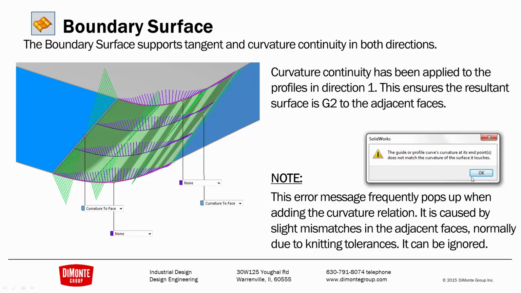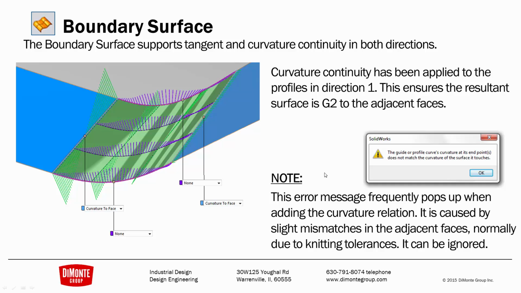When adding these constraints, you might get this error message: the guide curve or profile curves at its end point does not match the curvature the surface touches. I find you can just ignore these messages. There might be a very, very slight mismatch, usually on the order of less than 0.01, usually more like 0.001 of a degree. So for all intents and purposes, the surfaces are tangent there. SolidWorks is just telling you it's not absolutely perfect, but in the real world it doesn't matter.